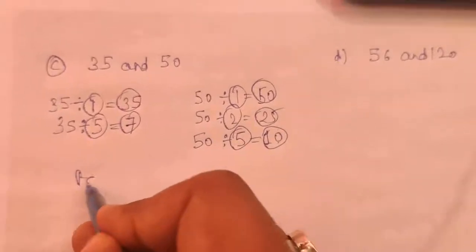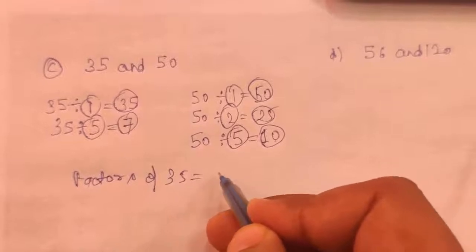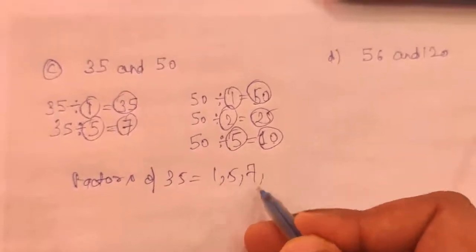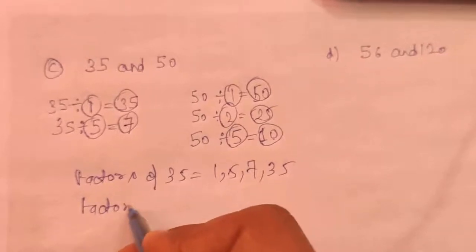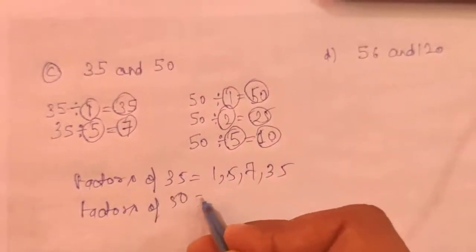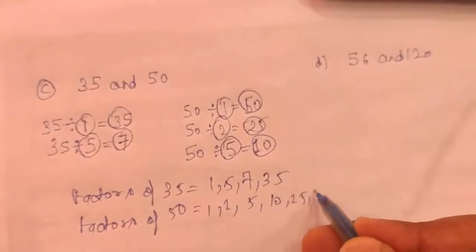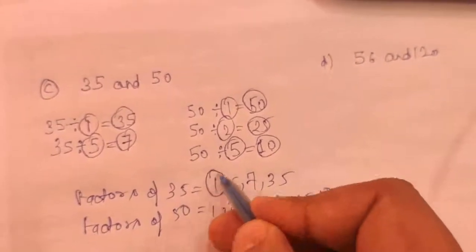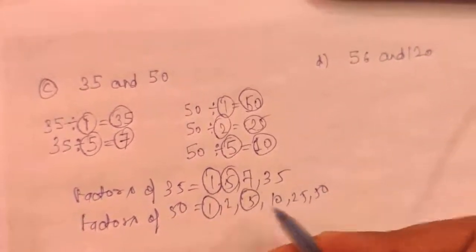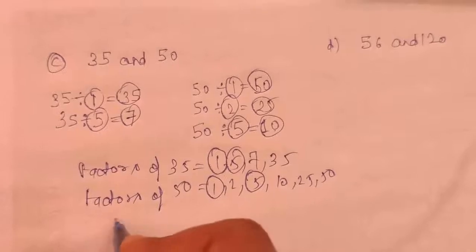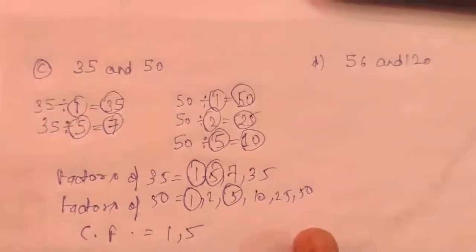So here we write factors of 35. It is 1, 5, 7 and 35. And factors of 50, it is 1, 2, 5, 10, 25 and 50. So common factors are 1, 5 and no other. So we will write common factors, then it is 1 and 5. Now come on the next question.